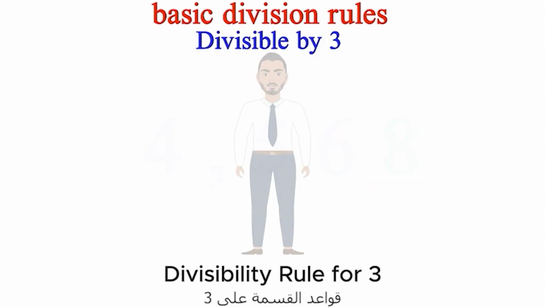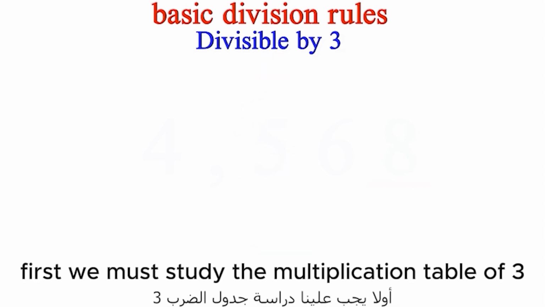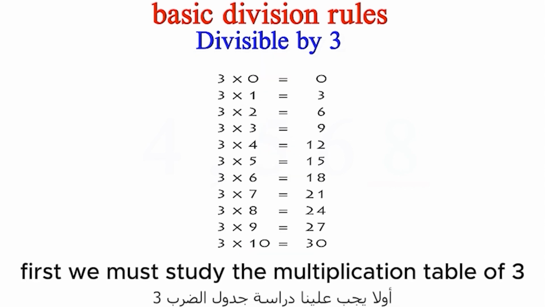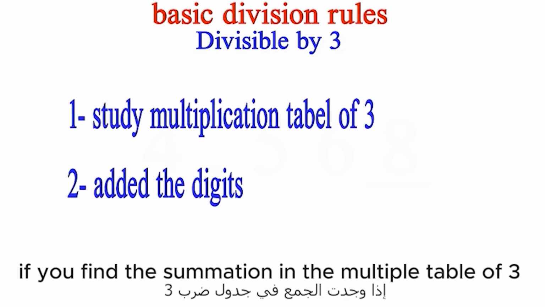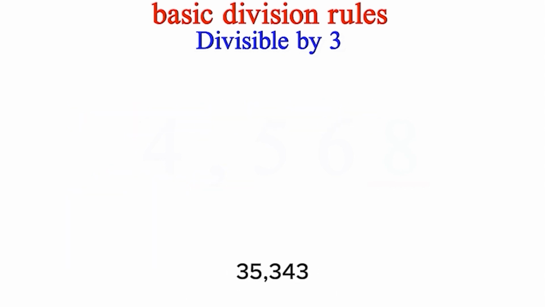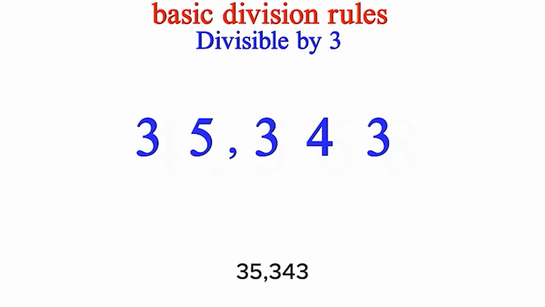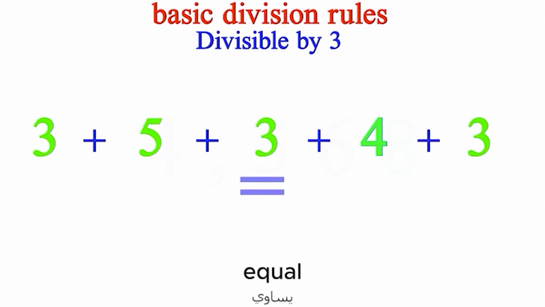Divisibility rule for 3. To know if a natural number is divisible by 3, first we must study the multiplication table of 3. Second, you must add all the digits of the number together. If you find the summation in the multiplication table of 3, then this number is divisible by 3. Example, 35,343. Let's add all the digits together. 3 plus 5 plus 3 plus 4 plus 3 equals 18.